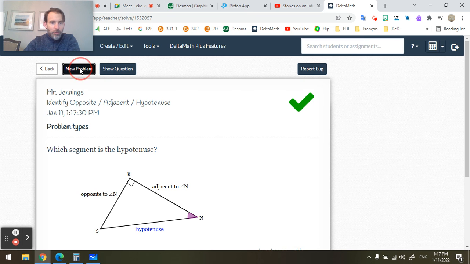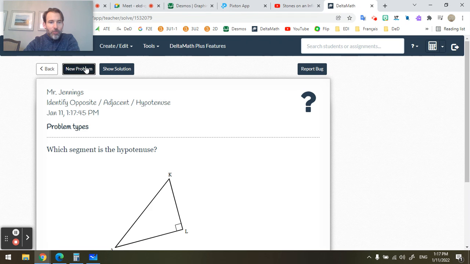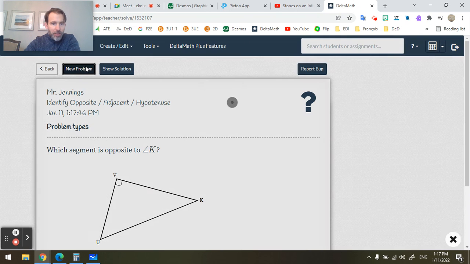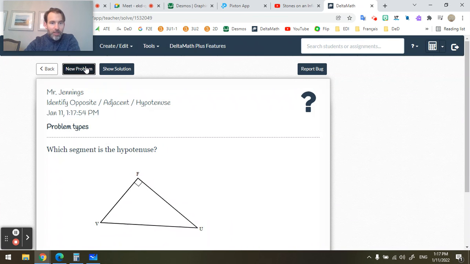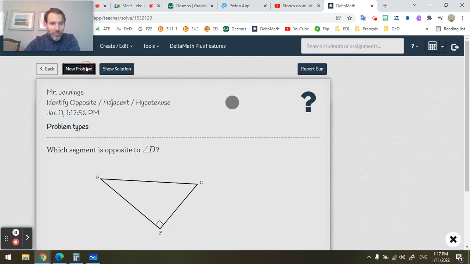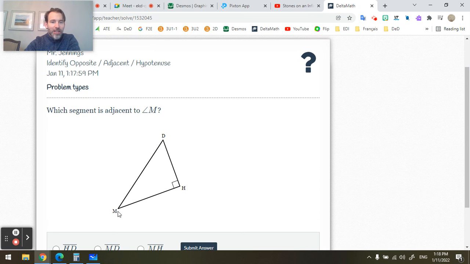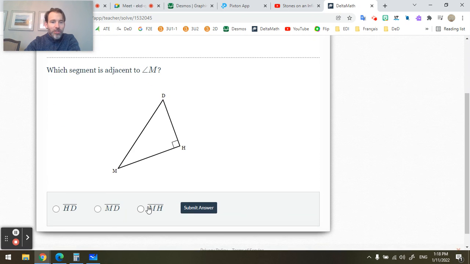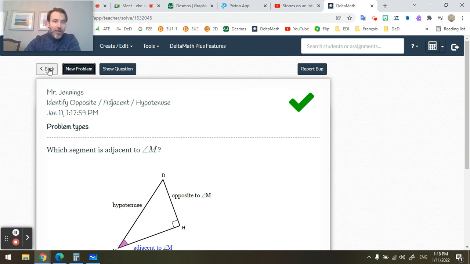Okay. Let's do a new one. Which segment is the hypotenuse? QM. Which segment is opposite? Oh, I want an adjacent. Wow. It doesn't like giving you adjacent questions. There we go. What segment is adjacent to angle M? MH or HM. MH is adjacent. See, we're looking at this angle. That is the adjacent side. Yay! Okay, so there's that.